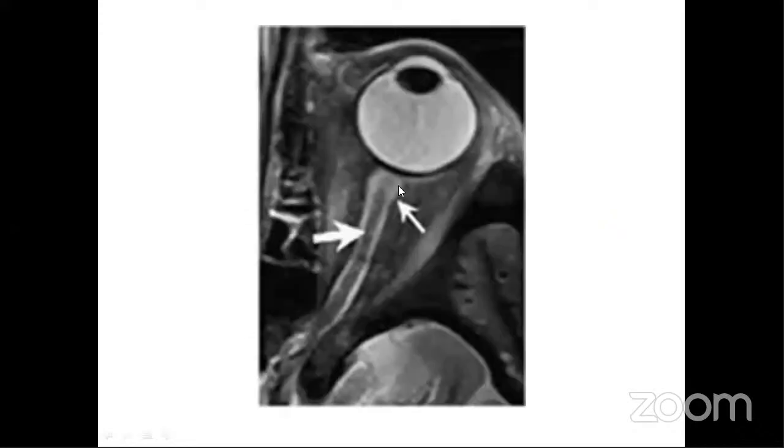So these arrows are showing this white outline outside the optic nerve, which shows that the optic nerve is covered by dura and is lined by CSF itself. This white line is representing CSF. Just what I told you at the start, the optic nerve and the olfactory nerve are considered extensions of the brain matter itself. So here we can see that it is covered by dura and it has CSF as well.